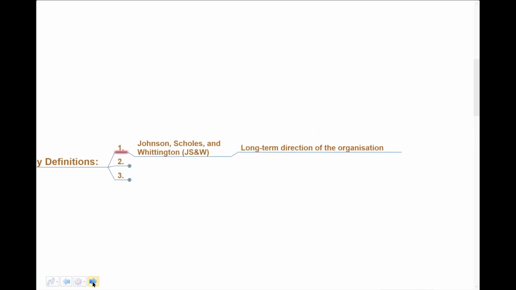Johnson, Scholes, and Whittington. Now, what they talk about is the long-term direction of the company. And this word here, long-term, is key. Because really, when we think about strategies for businesses, we're not talking about next week. We're not talking about next month. And we're really not talking about next quarter. Really, we're talking about the long term. And broadly speaking in strategic circles and broadly in business, long term is really 3 to 5 years.